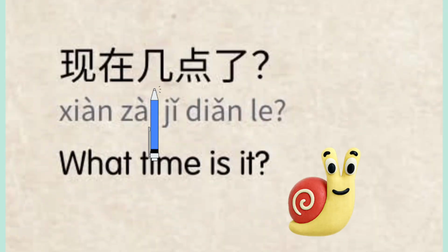现在几点了? What time is it? Hope you learn it. Let's find out the vocabulary which we just learned. 几点. There it is, so easy. Hope you learn it. Let's move to our next vocabulary.